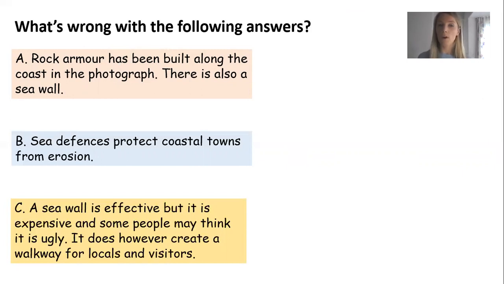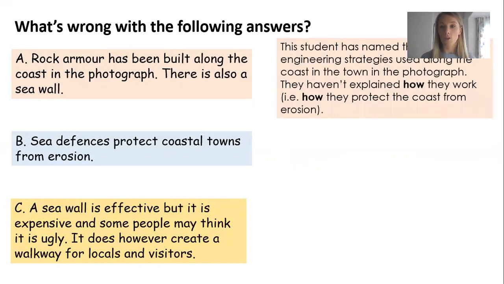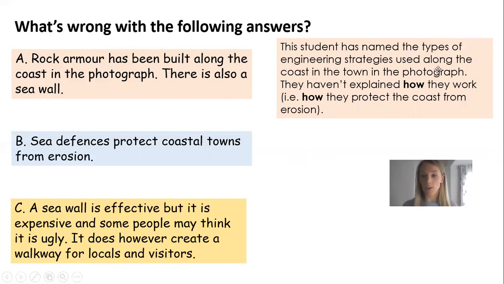So if the command word was "identify the engineering strategies in the photograph" and it was worth 1 mark, then this type of thing would be appropriate. You could write down rock armor for 1 mark. However, because the command word is "suggest", you need to tell me how those engineering strategies are protecting the coast. So this student has named the engineering strategies used, but they haven't explained how they work. So they haven't completed the question in the right way.